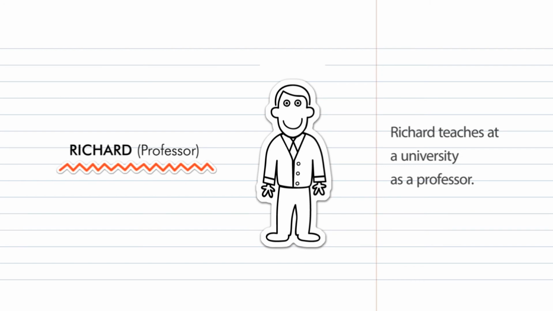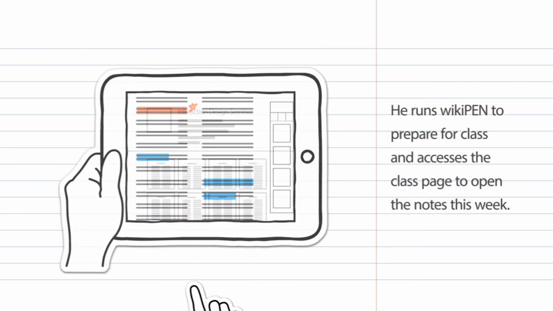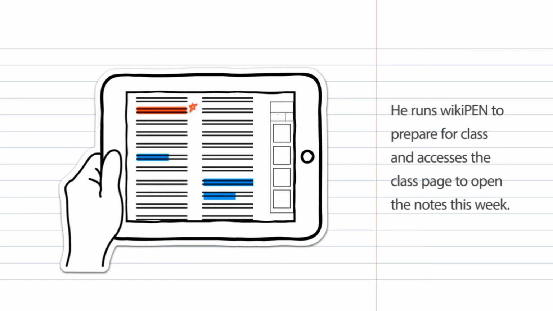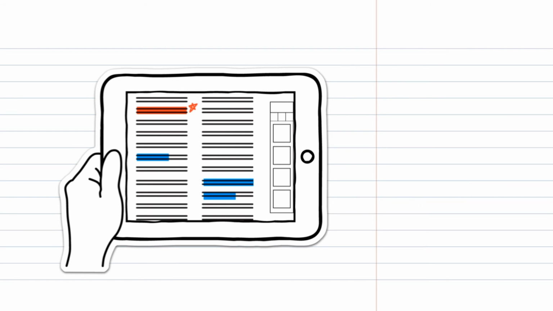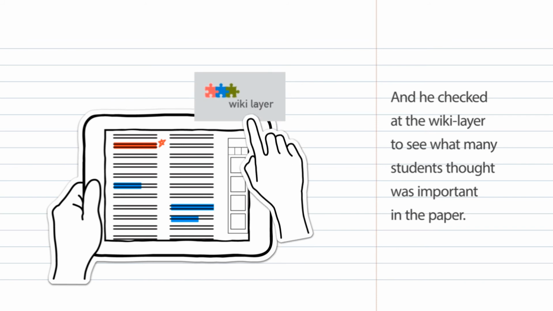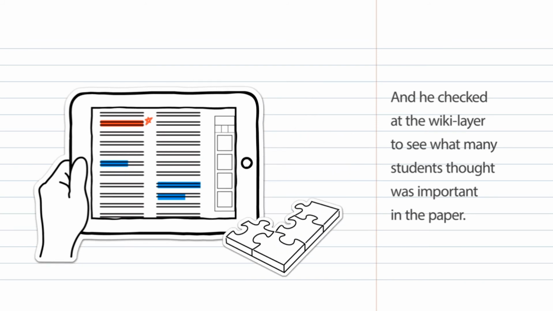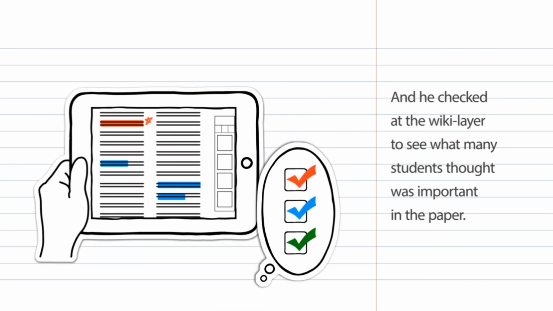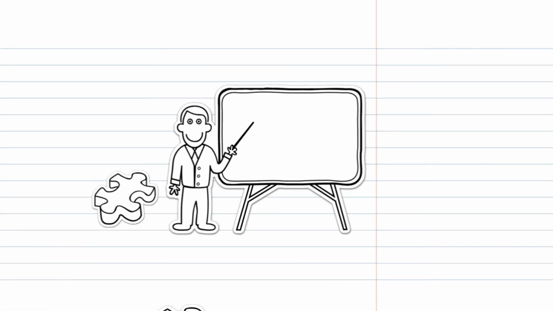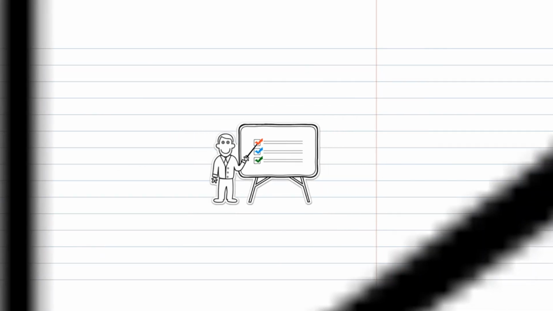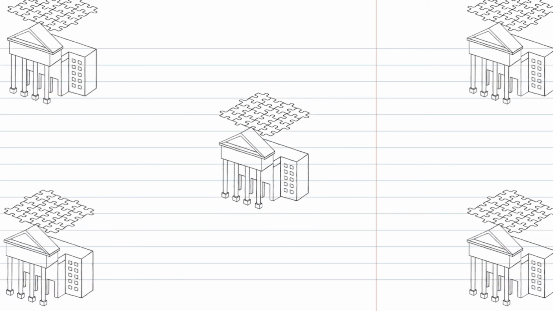Richard teaches at a university as a professor. He runs Wikipen to prepare for class and accesses the class page to open the notes this week. And he checked the wiki layer to see what many students thought was important in the paper. He was able to see in advance whether there was core content that students did not generally understand.